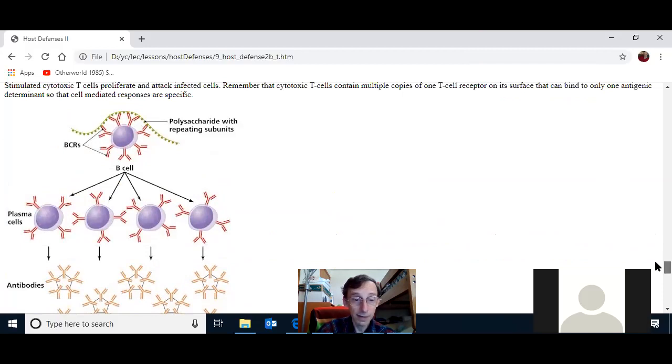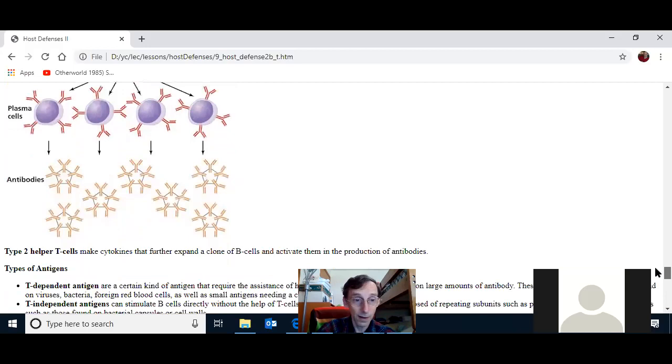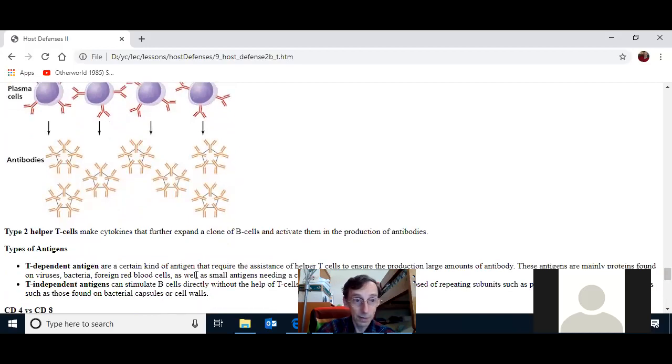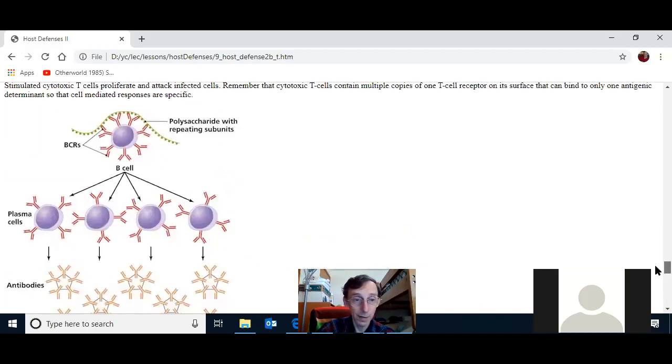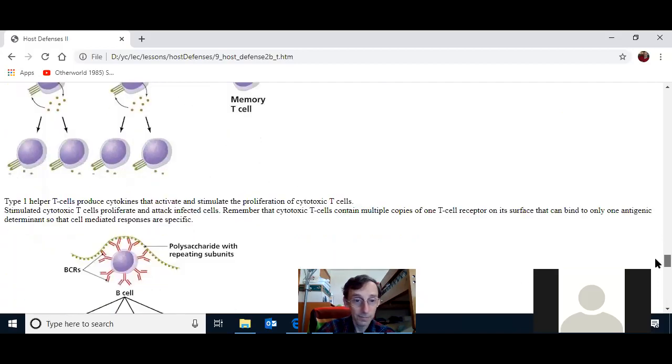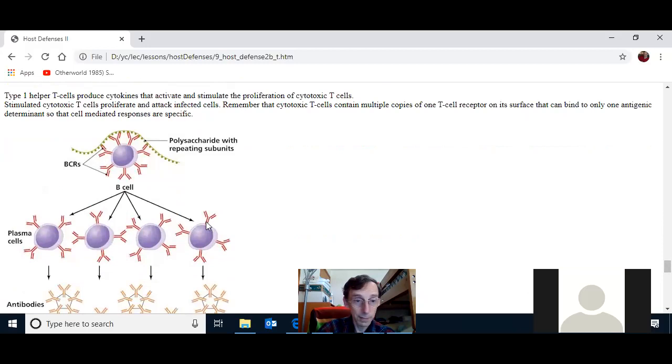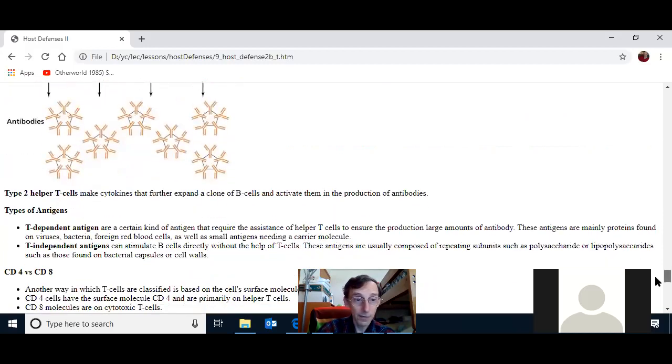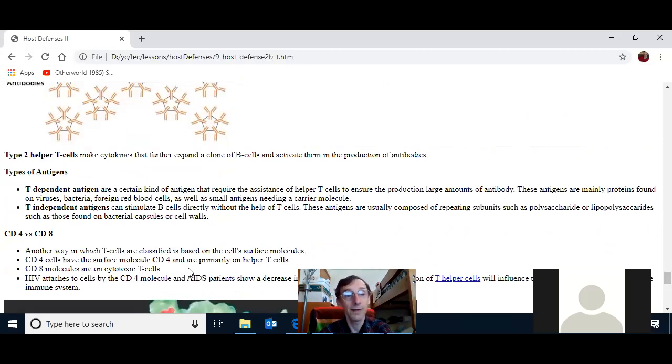So how these B cells get activated is an antigen presentation cell brings the antigen to a helper T cell that's of type 2, and then the type 2 helper T cell activates the B cells. And how they do that is they secrete cytokines, which then, instead of activating T cells, activate the B cells. And then the B cell goes through clonal expansion and then starts producing antibodies. So that means that there are two very different types of antigens. A T-independent antigen, which is very large and has repeating subunits, and then a T-dependent antigen, which can be large, but doesn't have repeating subunits.